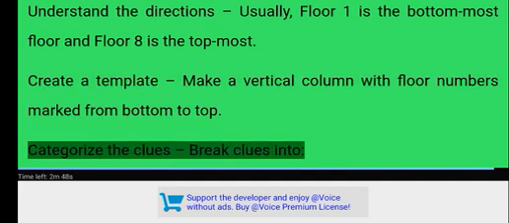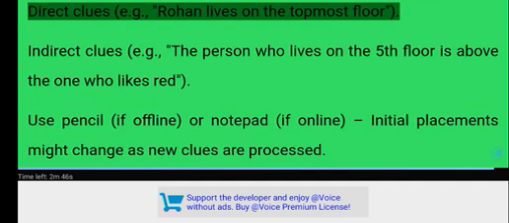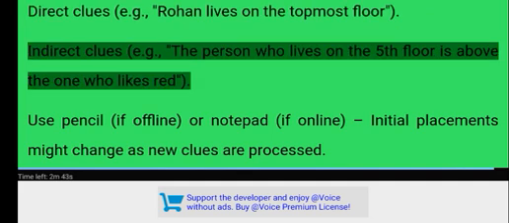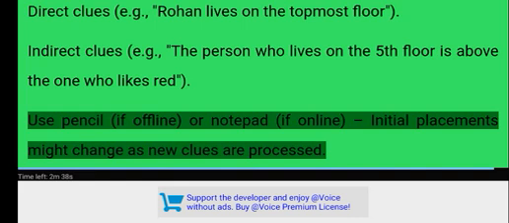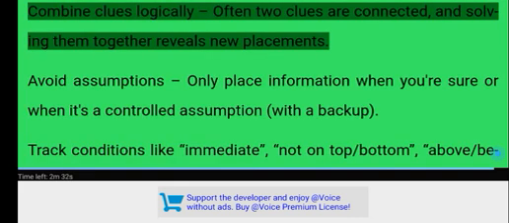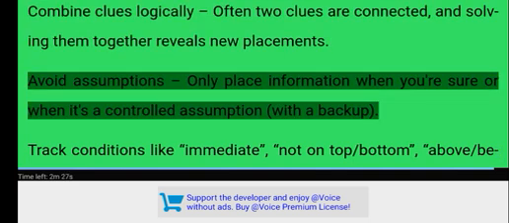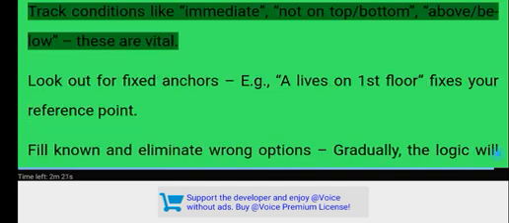Categorize the clues. Break clues into direct clues, e.g., Rohan lives on the topmost floor, and indirect clues, e.g., the person who lives on the 5th floor is above the one who likes red. Use pencil if offline or notepad if online. Initial placements might change as new clues are processed. Combine clues logically. Often 2 clues are connected, and solving them together reveals new placements. Avoid assumptions. Only place information when you're sure or when it's a controlled assumption with a backup.